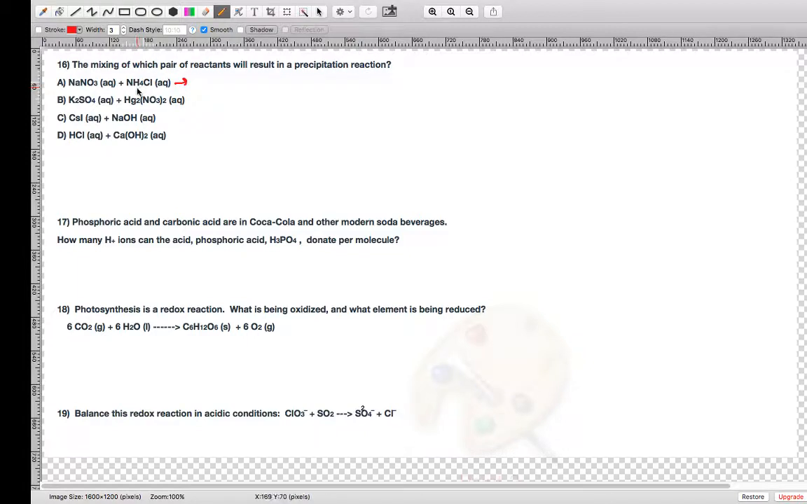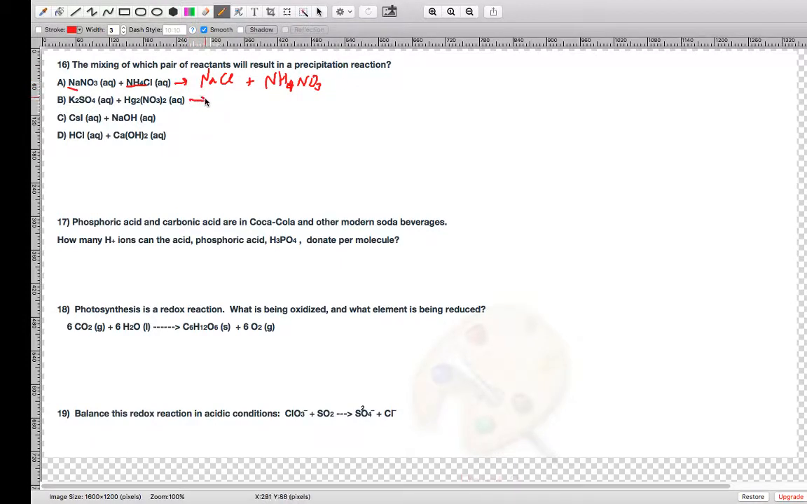Do you remember this from the podcast? I believe it was episode 9. So I'll underline the positive ions here. Now we'll switch partners. So Na is going with Cl. NH4 is going with NO3. We've encountered these guys in the solubility rules before. They are soluble, so there will be no reaction.